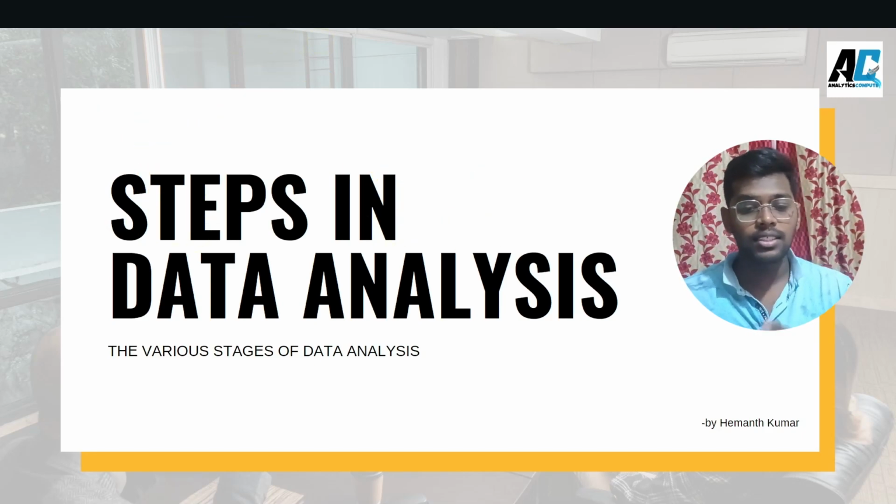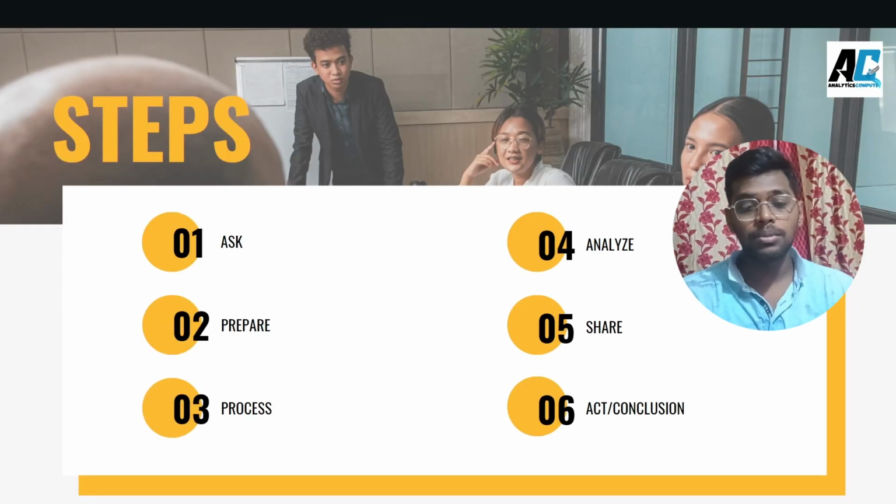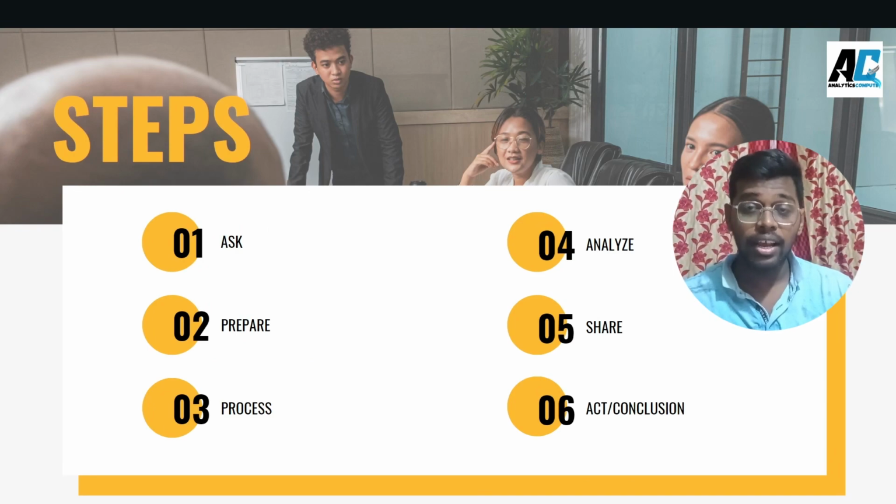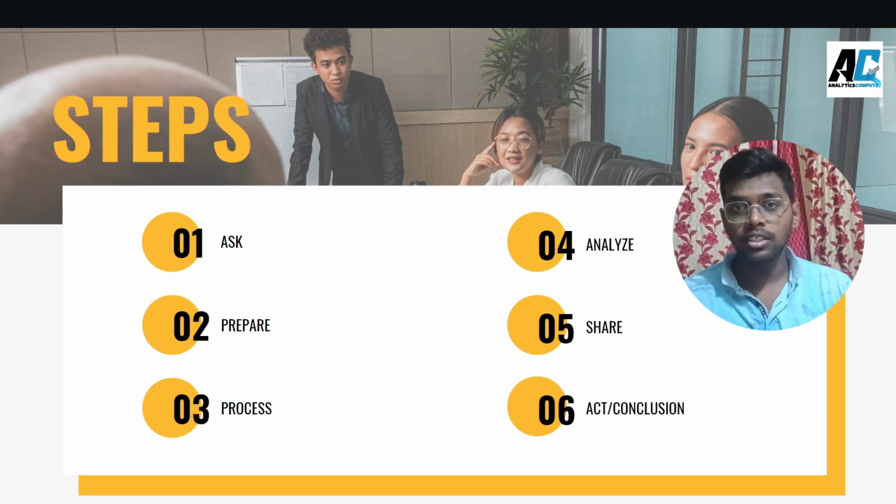Today we are going to look at the 6 steps involved in data analysis. Yes, there are actually 6 steps. You can also say that there are more steps or fewer steps depending on the way you see it. But I personally see it as the 6 steps in data analysis. Now we are going to look at what those are. So the 6 steps are ask, prepare, process, analyze, share, and act. Basically, the conclusion, the final decision that you are going to make, is the 6th step.